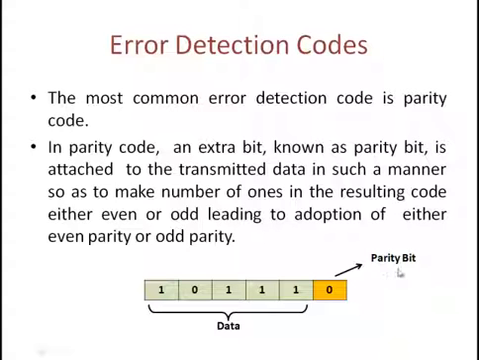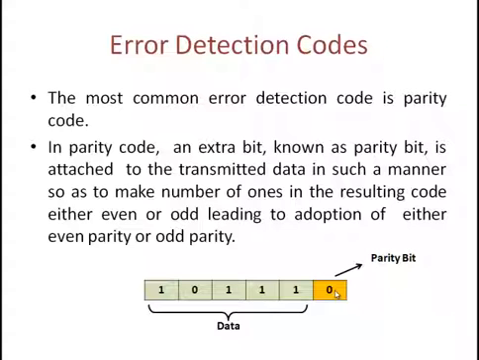This parity bit is selected in such a manner so as to have the number of ones in the resultant code either even or odd. Here we have adopted even parity, so the number of ones in the resultant code must be even, that is 4 here. So bit 0 has been appended as a parity bit.